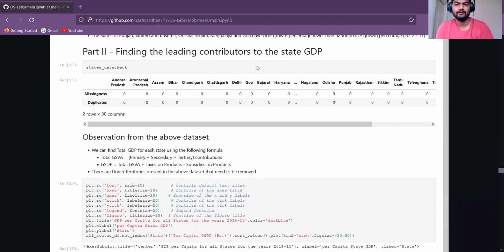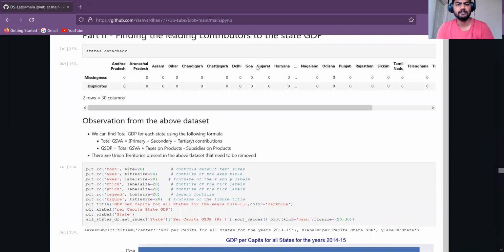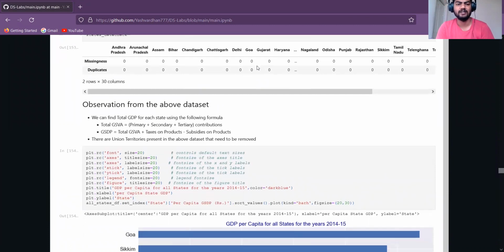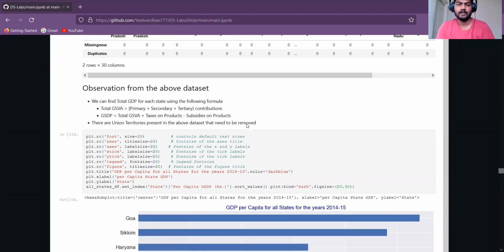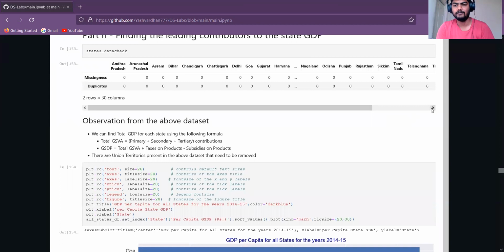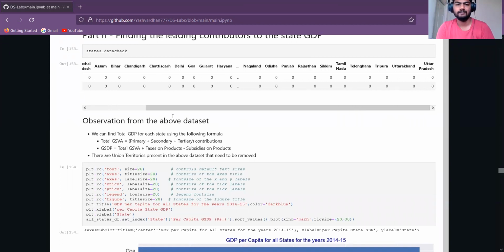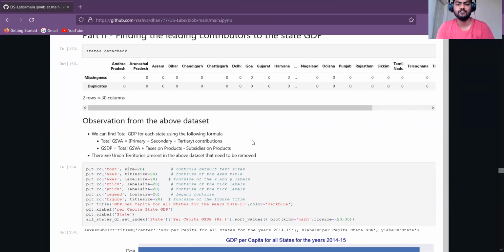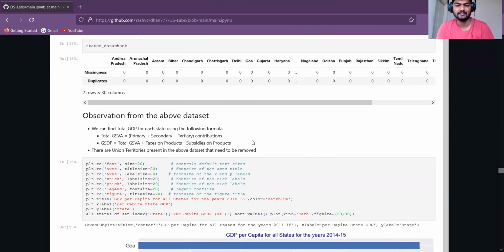Then we find the leading contributor to the state GDP, and for this we find the total GDP for each state using the formula: total GSP is equal to primary plus secondary plus tertiary contribution, and the GDP is equal to total GSP plus tax on product minus subsidies on the product. As we can see from this table, we have the union territories, which have to be removed in order to get a better state analysis.